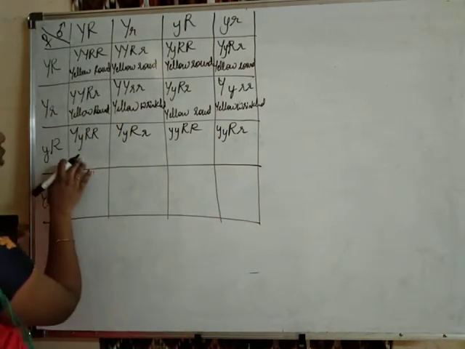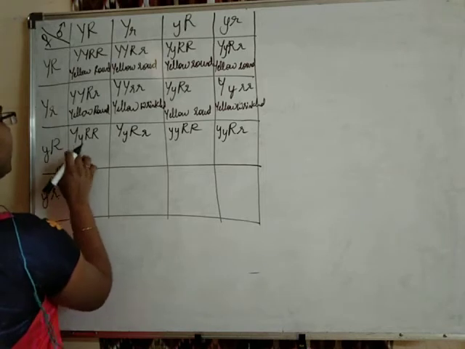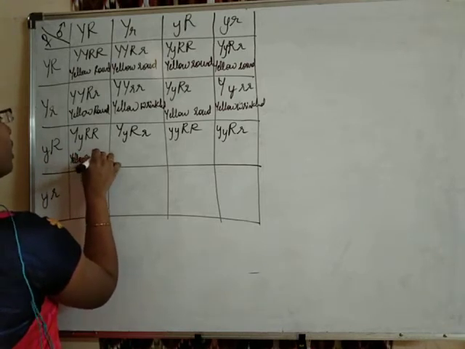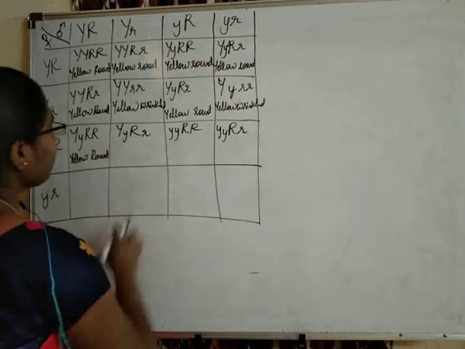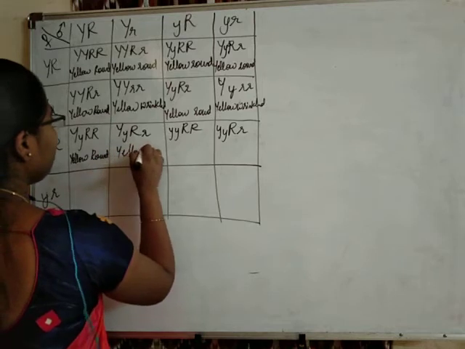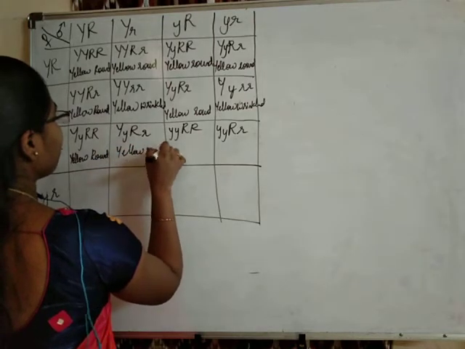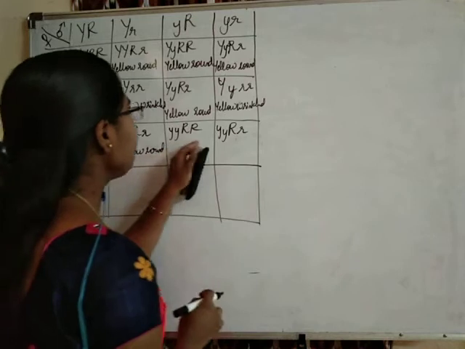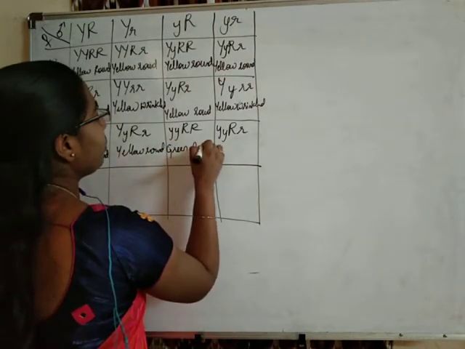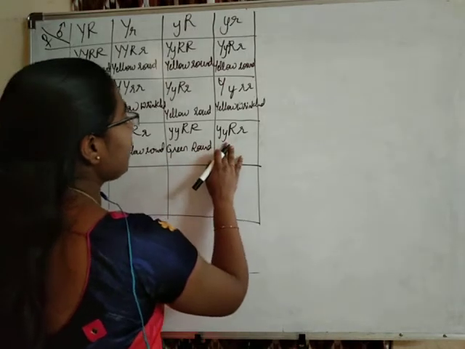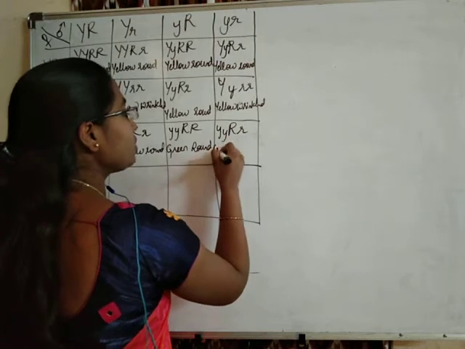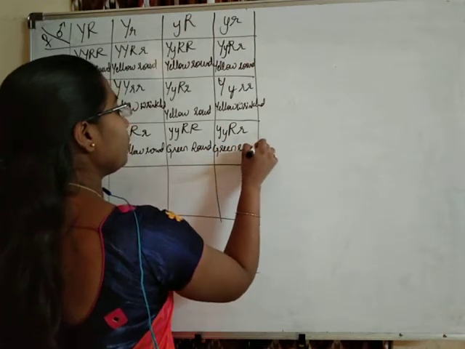Okay. So let us see what their phenotypes are. Capital Y, capital R, capital R, so it's a yellow round. Capital Y, capital R, small r, again a yellow round. Two small y's, two capital R, so it will be a green round. Two small y's and capital R, small r, so it will also be a green round.